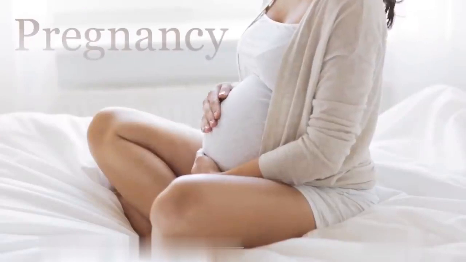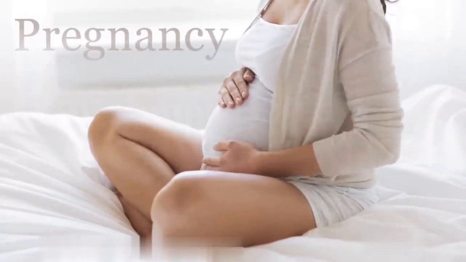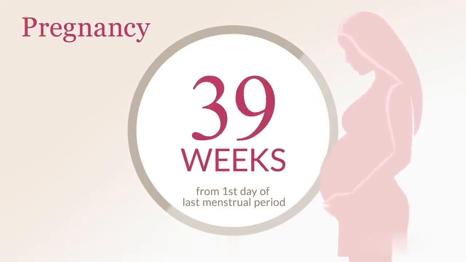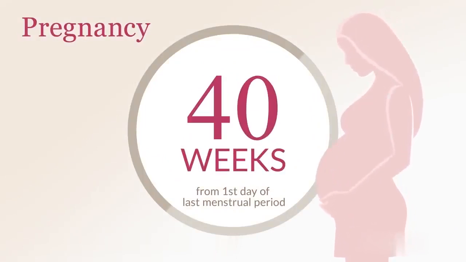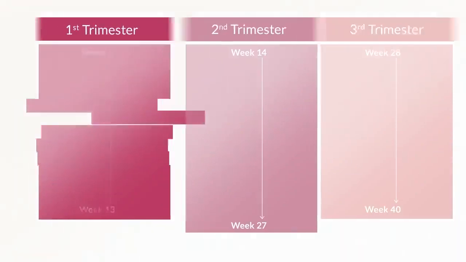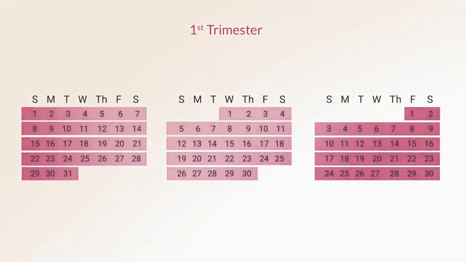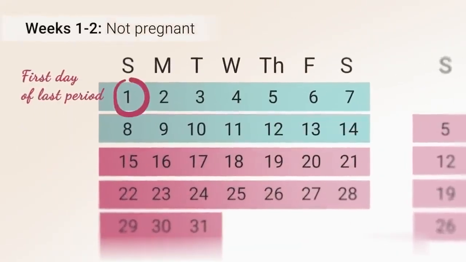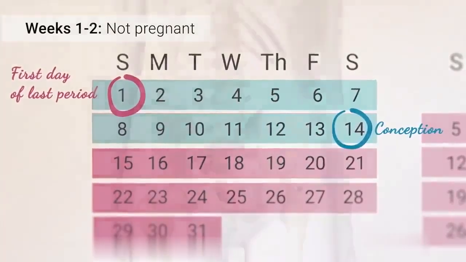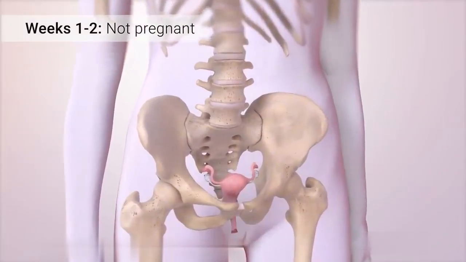Pregnancy is the time period during which a baby develops inside your uterus. It usually lasts about 40 weeks, starting from the first day of your last menstrual period. These 40 weeks are grouped into 3 segments, called trimesters. The first trimester lasts about 13 weeks. During the first 2 weeks, you aren't actually pregnant because of the way your due date is calculated. But your body is preparing for pregnancy.